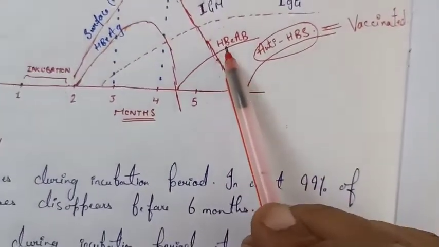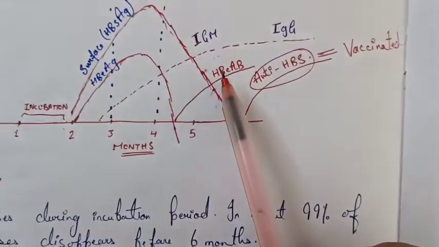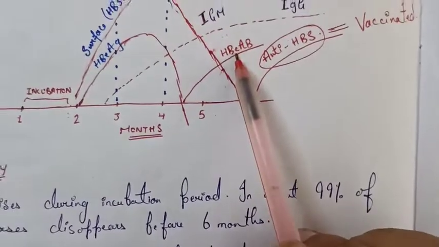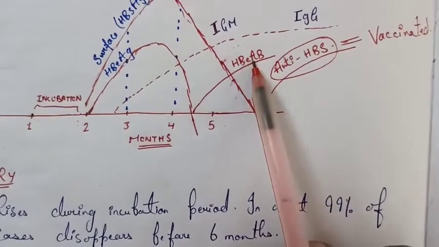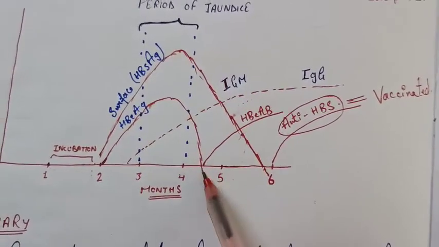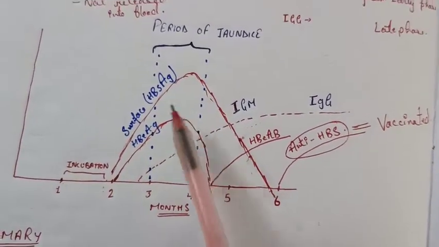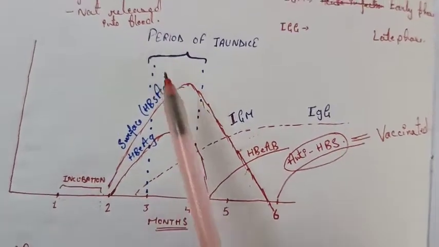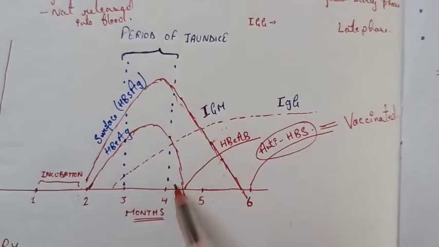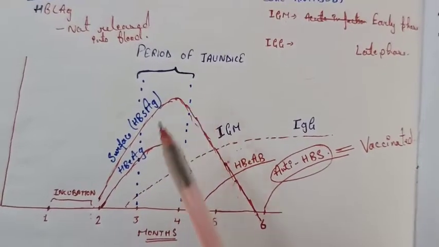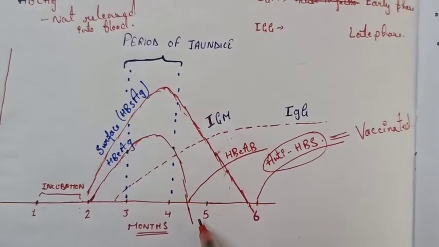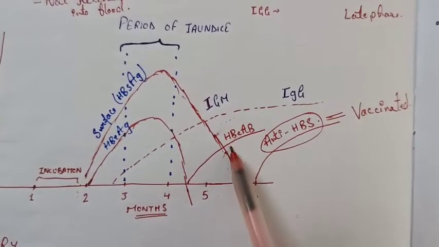Now talk about HBeAb, the hepatitis B E antibody. We already discussed the E antigen. Now we will discuss the antibody. When does it appear? It appears during the time of resolution of jaundice. When the jaundice disappears, as I told you, at 3 to 4 months, this is the most infective period, and after this the jaundice disappears. So when the jaundice disappears, HBeAg, the infective antigen, also disappears. So when does the antibody rise?